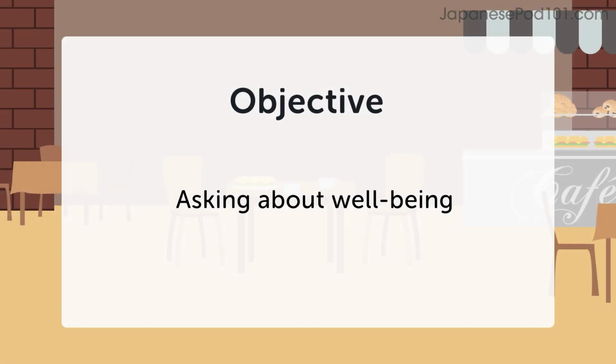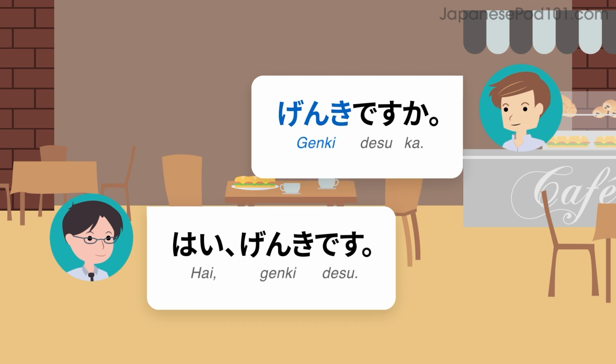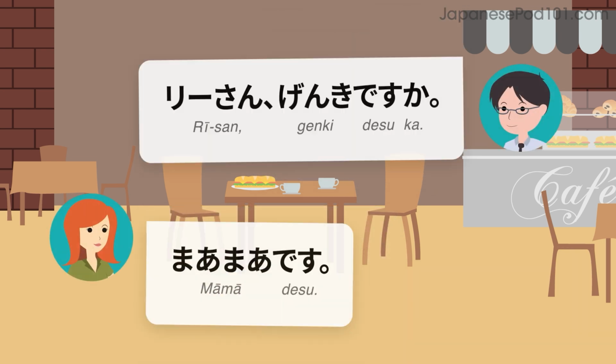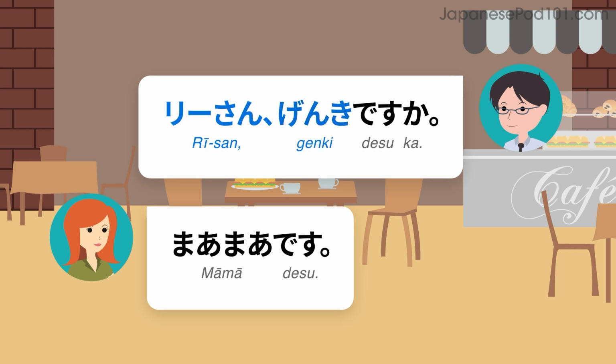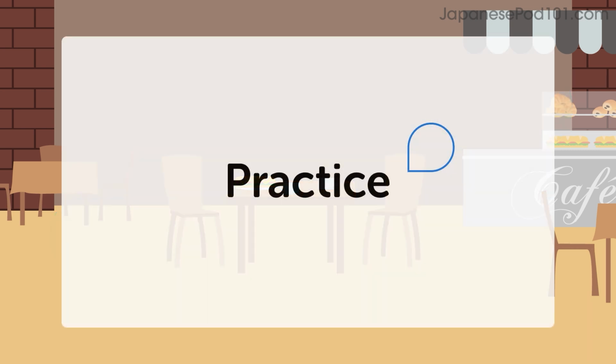元気ですか? In the next minute, you'll be challenged with asking someone about their well-being. First, let's look at some examples. 元気ですか?はい、元気です。リーさん、元気ですか?まあまあです。元気?元気。Let's practice.